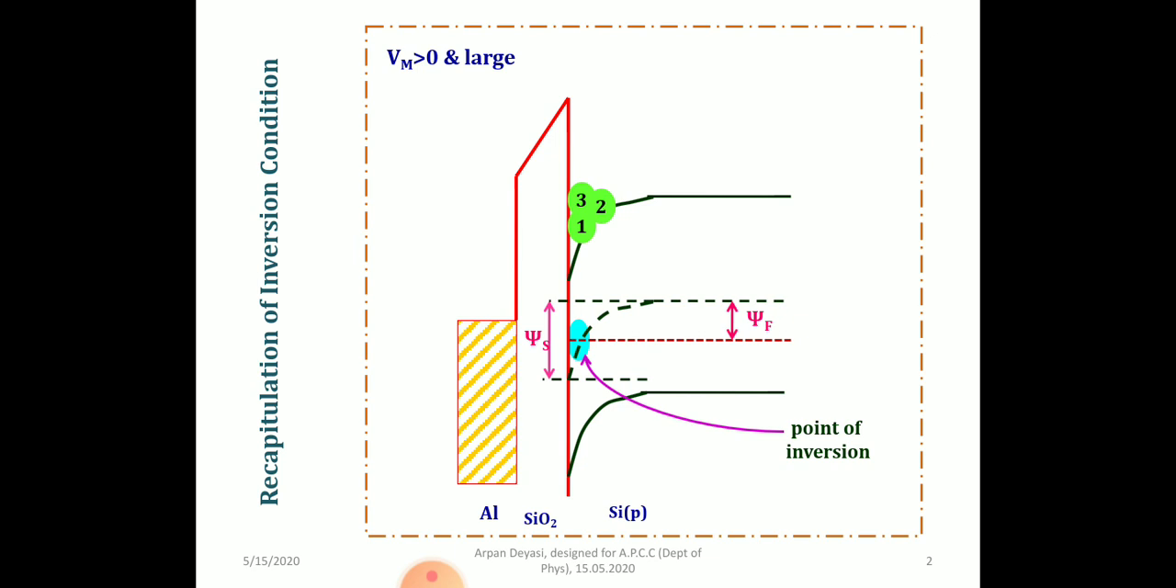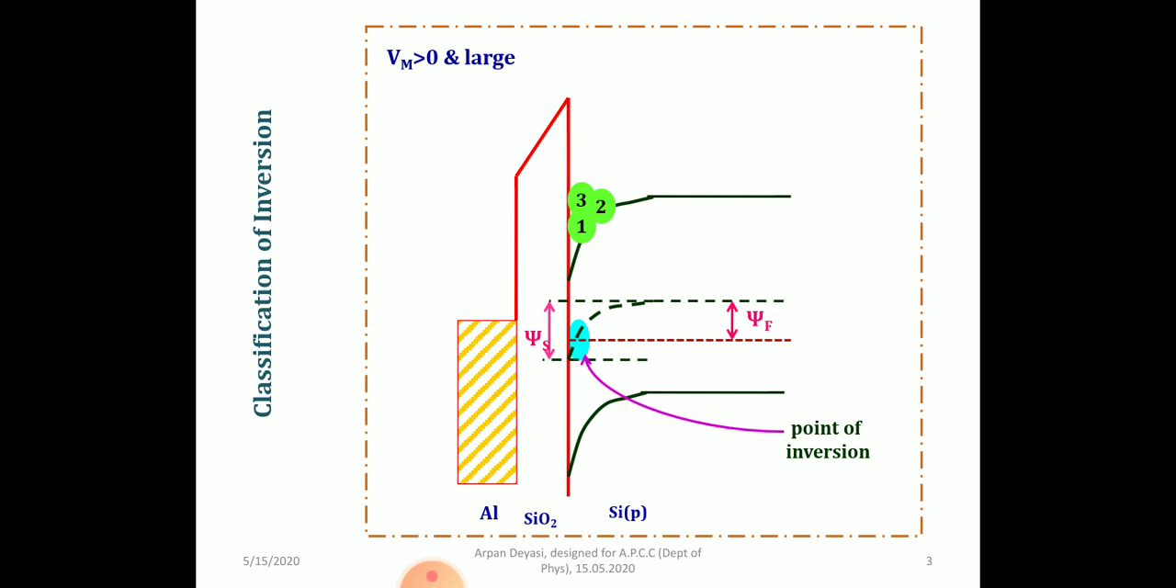For the point of inversion, surface potential equals Fermi, and once inversion occurs, surface potential is greater than the Fermi potential. And I am showing some green bubbles in the conduction band of the substrate, which basically are the accumulation of the minority carriers. So that depicts the inversion condition.